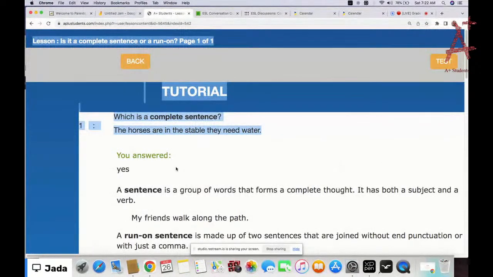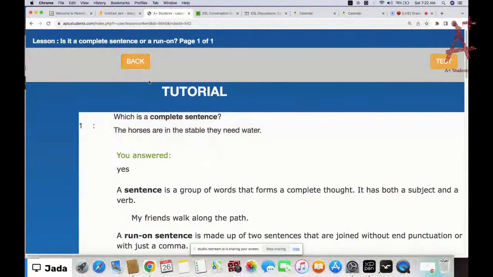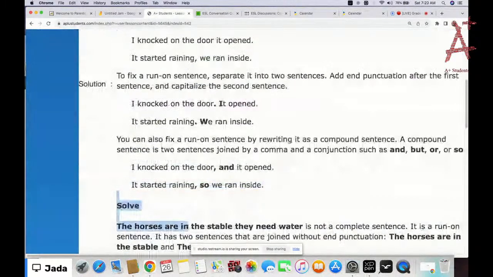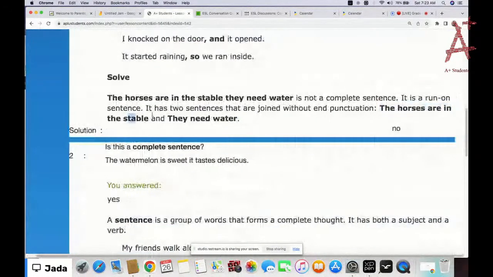The horses are in the stable. They need water. So now this is what, a complete sentence? No. The horses are in the stable. They need water. That's another part of the sentence. So of course not. That's not a complete sentence. That is what, a run-on sentence, because the horses are in the stable and they need water. So you need to separate them. Yes, and then you can put a conjunction or you can just put a period.